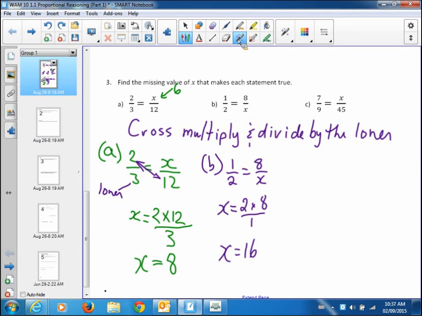So, I'll write down what you'd probably be doing. We'll compare answers in a second. Seven. Now I'll stand in front of them. You guys got an answer? Yeah. 35. So 35. You guys see that? Cross multiply 7 times 45, divide by the loner, divide by 9. Right? That's your ticket.